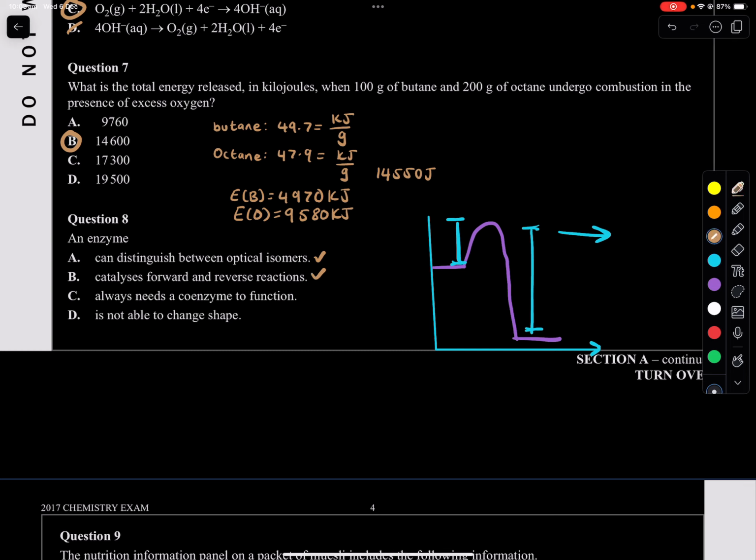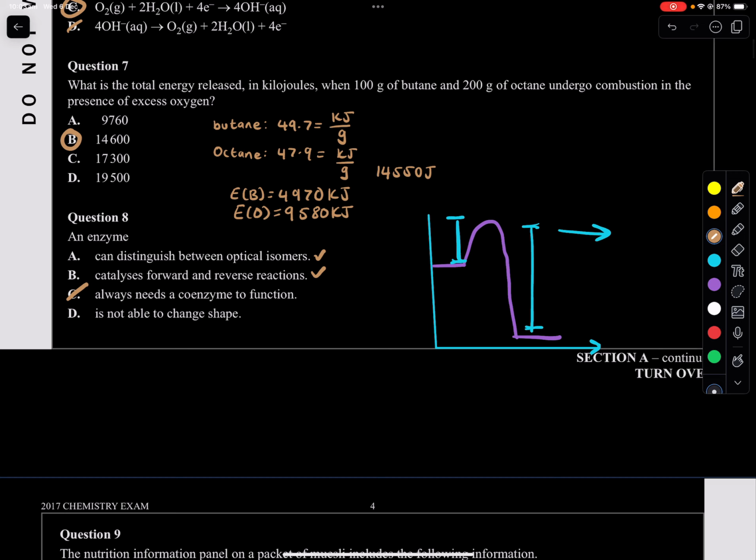They don't look bad. C, always needs a coenzyme to function? No. Some need a coenzyme, not all. D, is not able to change shape? That's rubbish. There are two models: the lock and key model, and the induced fit model. In the induced fit, the active site actually changes shape, so the enzyme changes shape. So that's wrong. So we have A and B.